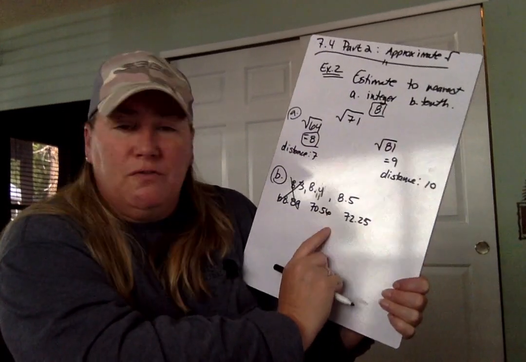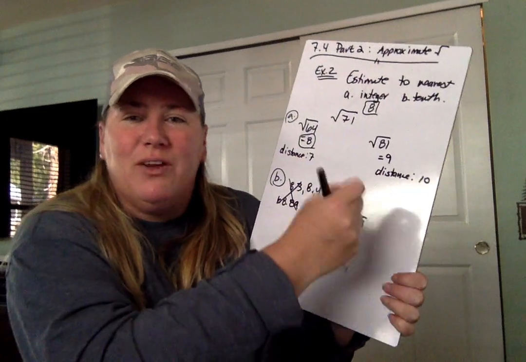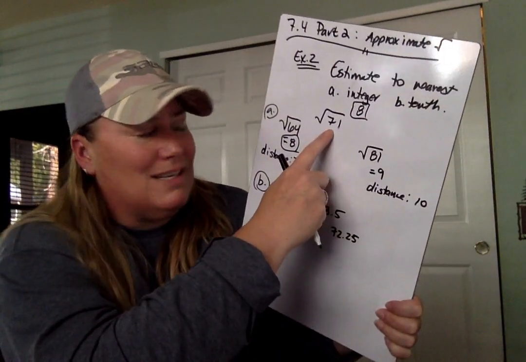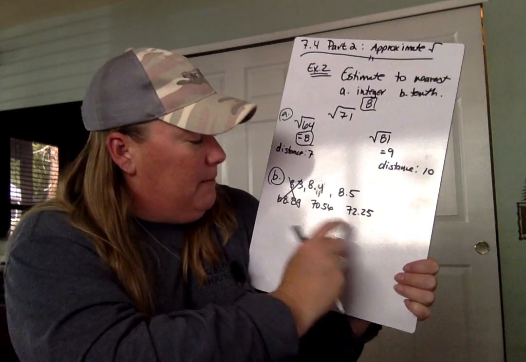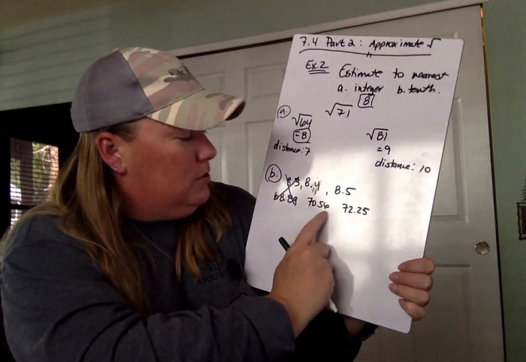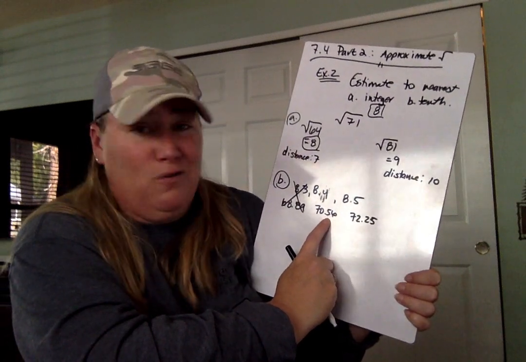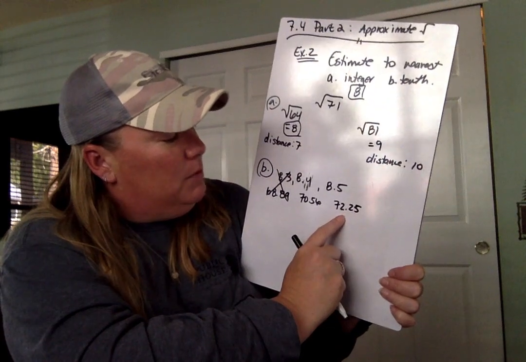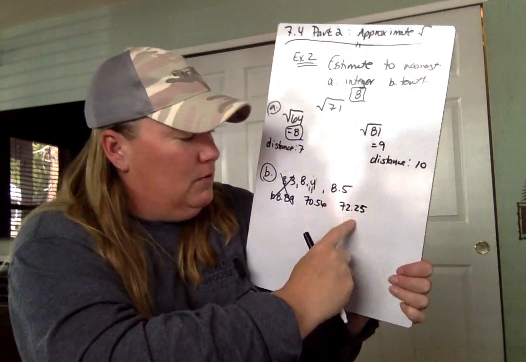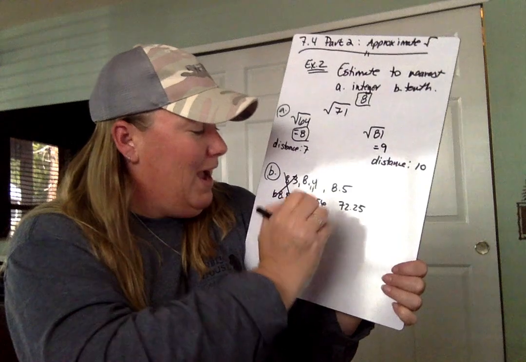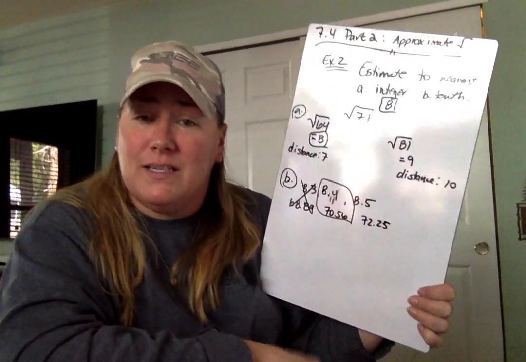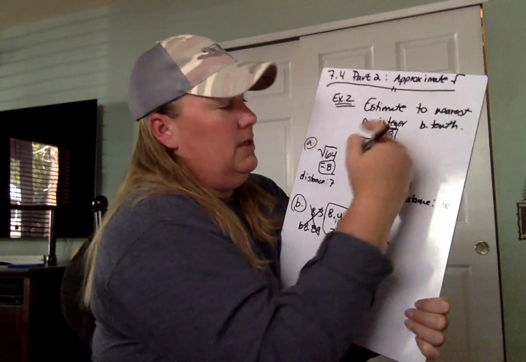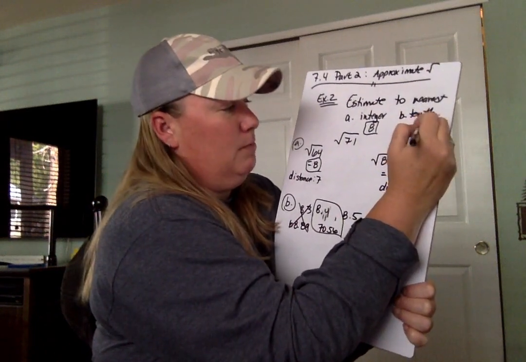So now, if you're trying to figure out if it's 8.4 or 8.5, you have to see how close you are. So 70.56, how close is that to 71? And again, I'm going to think about money. So how close are we to $71? Well, we're only like 44 cents off, which is really, really close. But here, $72 and 25 cents compared to $71, this is $1.25 over. So actually, that is going to be our closest. So our nearest estimate for integer is 8. Our tenth is going to be 8.4.